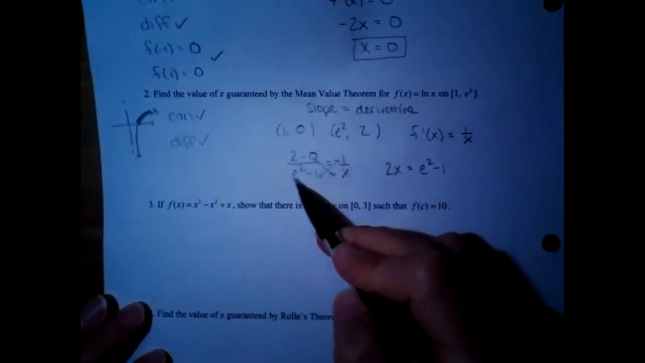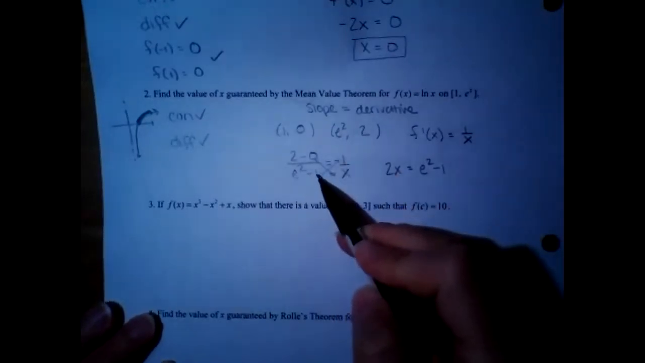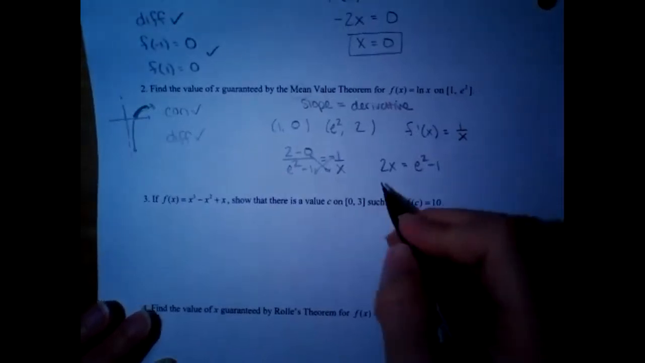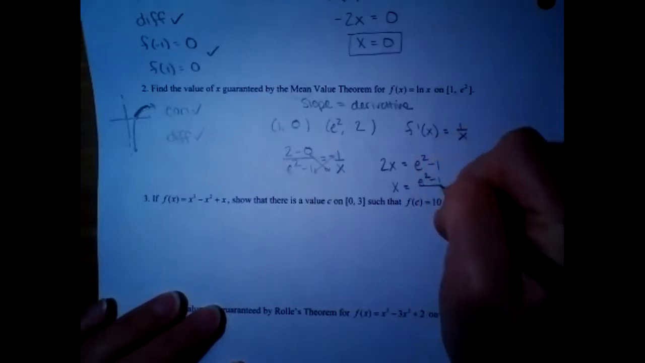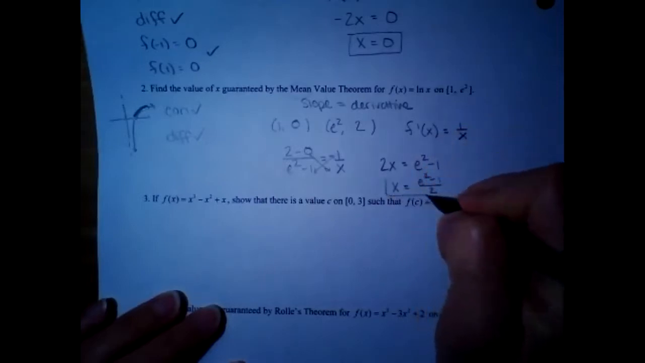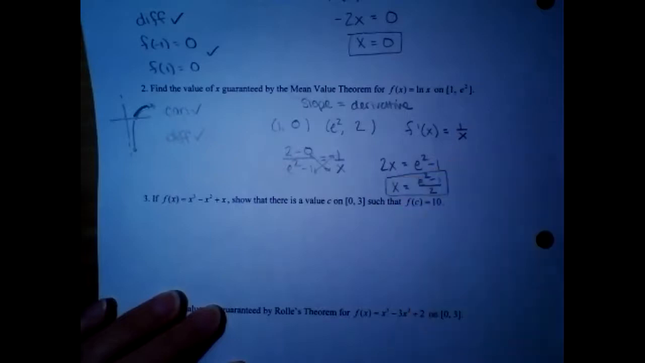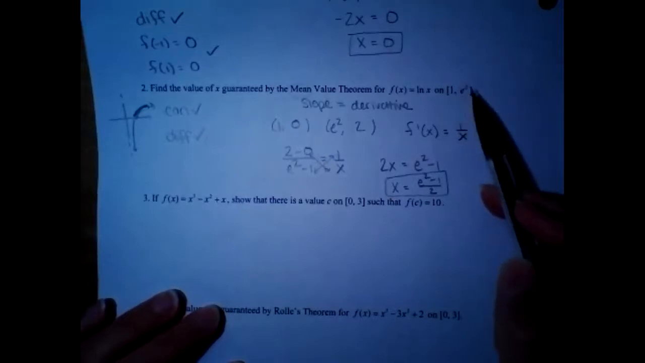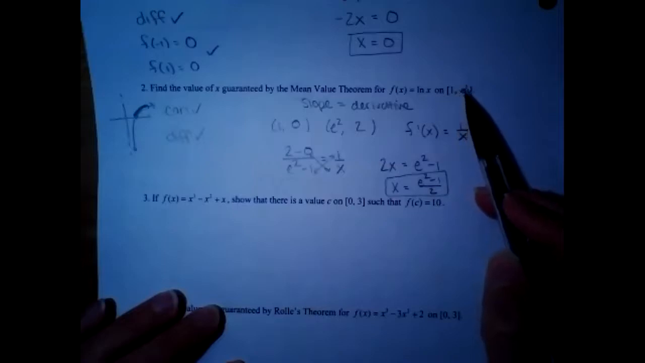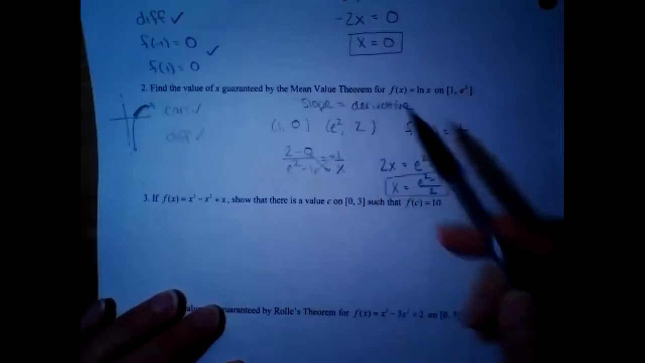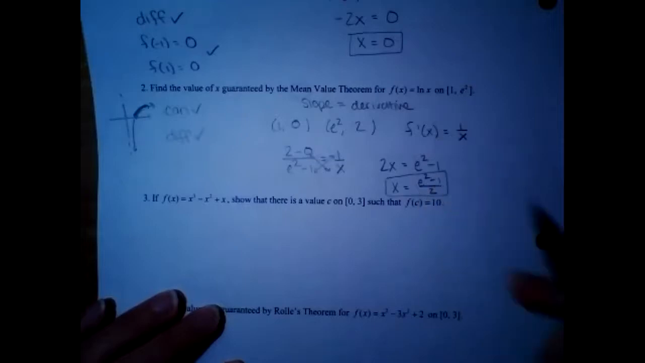1 times anything is not going to change it. Like distributing a 1 through here, it's still going to be e squared minus 1. And then last step to get x by itself is we're just going to divide by 2. Now, you do need to make sure that that is on the interval. I know this is really tough because without a calculator, you're like, well, I don't know exactly what that is. But if this is e squared and this is 1, if you subtract those and divide by 2, it's going to end up being in between, because essentially what you've done is just average them. And it's mean value theorem, so that's what you end up with.